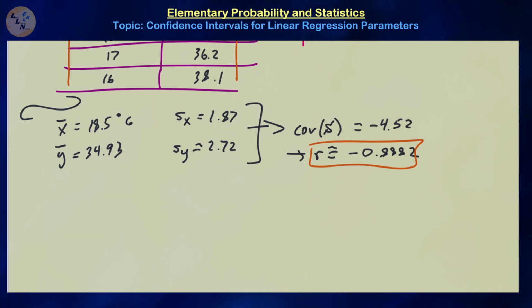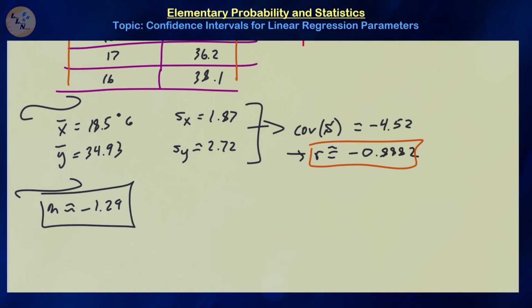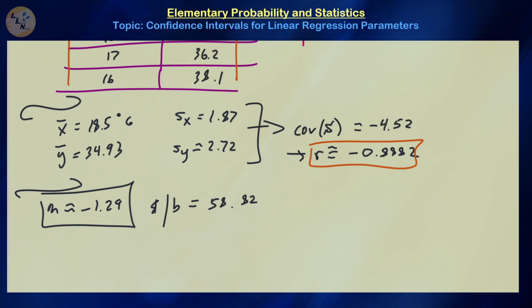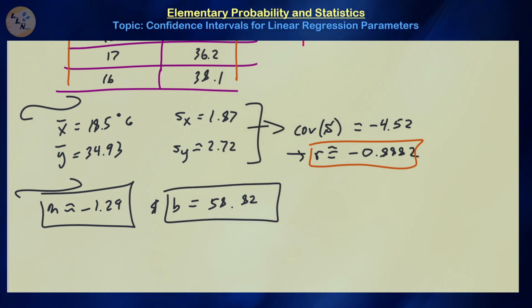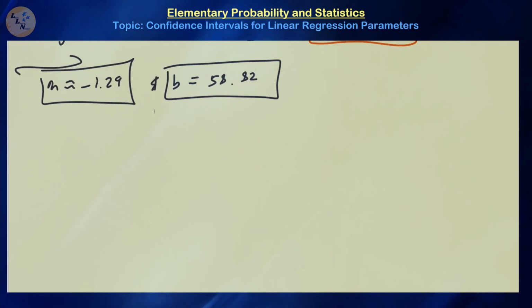So once you have these statistics, you should be able to find that the slope of the line of best fit is going to be approximately negative 1.29. Remember that the slope is just going to be equal to the covariance divided by the variance of x, and you should also be able to find the vertical intercept b to be equal to 58.82. Keep in mind that's calculated by doing the average of y minus m times the average of x. So these are our point estimates for our linear regression parameters.